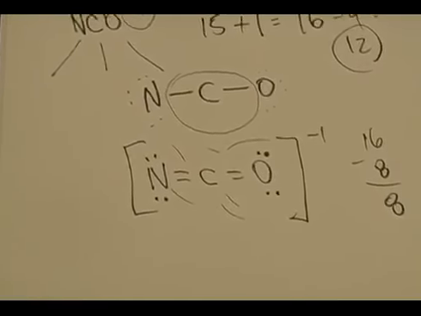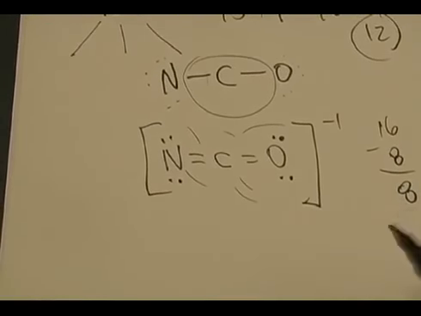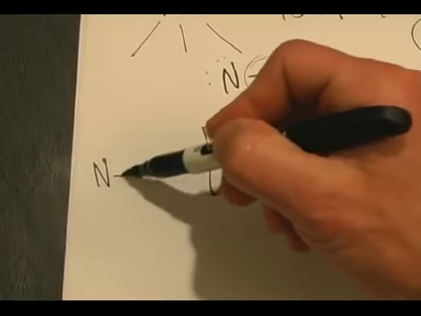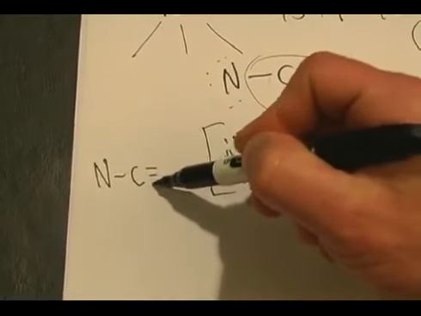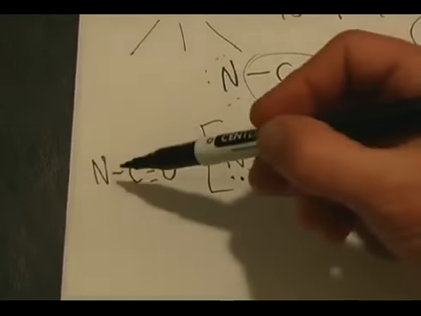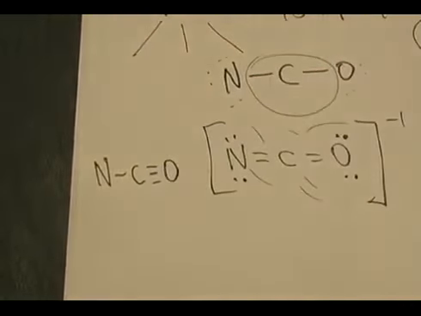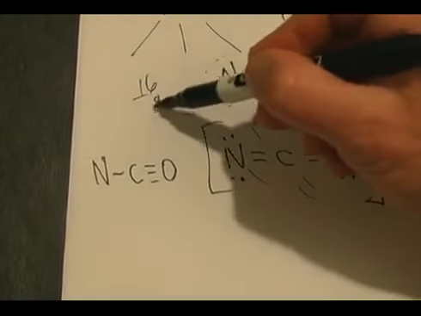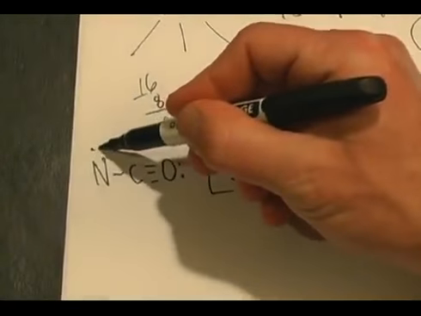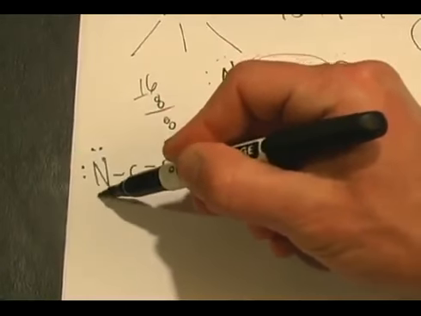But what happens if I wanted to draw this NCO another way? Maybe some of you already thought of this. Maybe you didn't, but let's just pretend you did. NCO. Maybe I put a triple bond to the O right here. Oh, okay. 2, 4, 6, 8. 16 minus 8 leaves me 8 electrons. Okay, 2, 4, 6, 8.